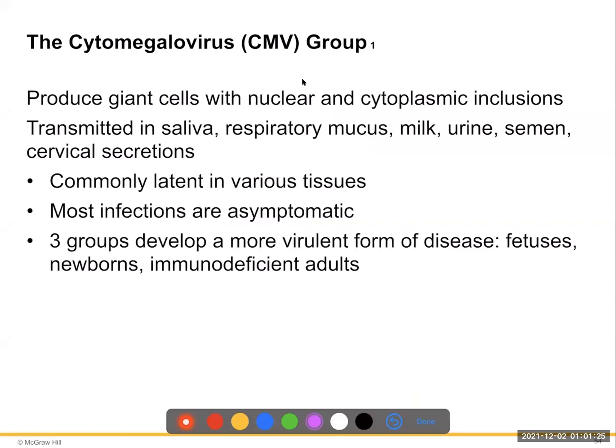The cytomegalovirus, okay, these produce giant cells also. They produce giant cells with nuclear and cytoplasmic inclusions, just as we saw in that slide. It's transmitted in saliva, respiratory mucus, milk, urine, semen, and cervical secretions. It's commonly latent in various tissues, just like all the herpes viruses are. Most infections are asymptomatic, you don't even know you have it. There are three groups with more violent disease: fetuses, newborns, and immunodeficient adults. Patients that have their immune system compromised. That's when the cytomegalovirus becomes deadly.